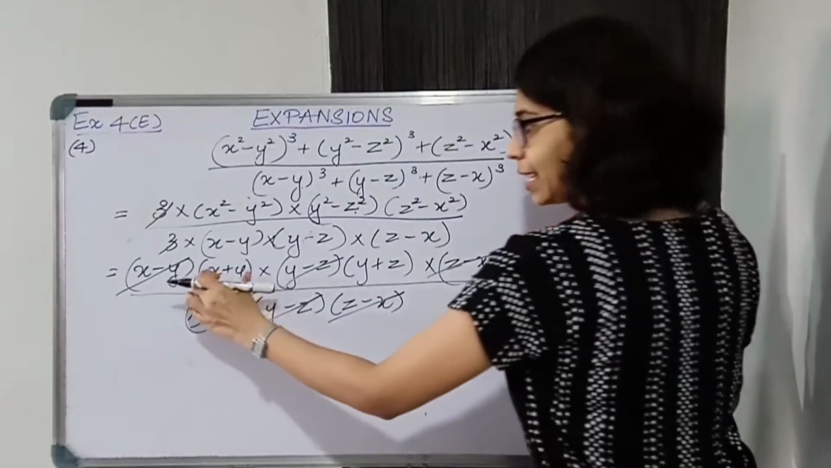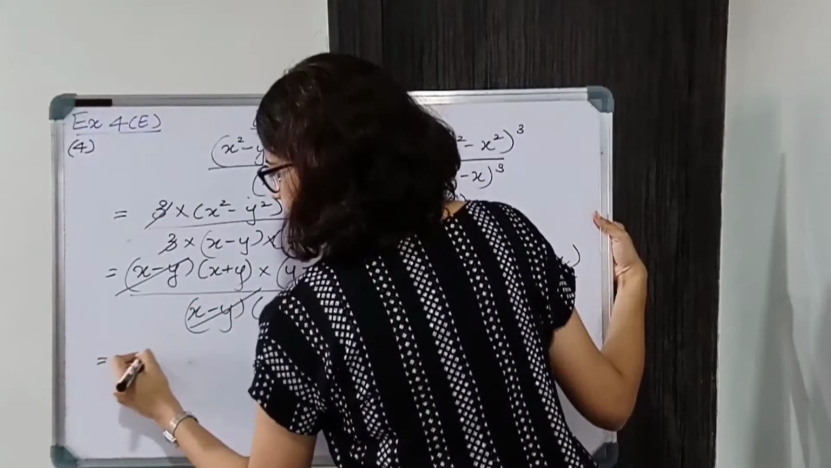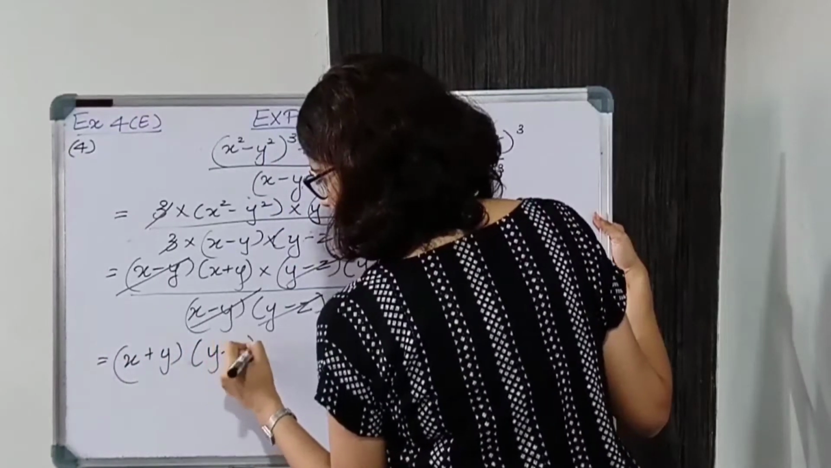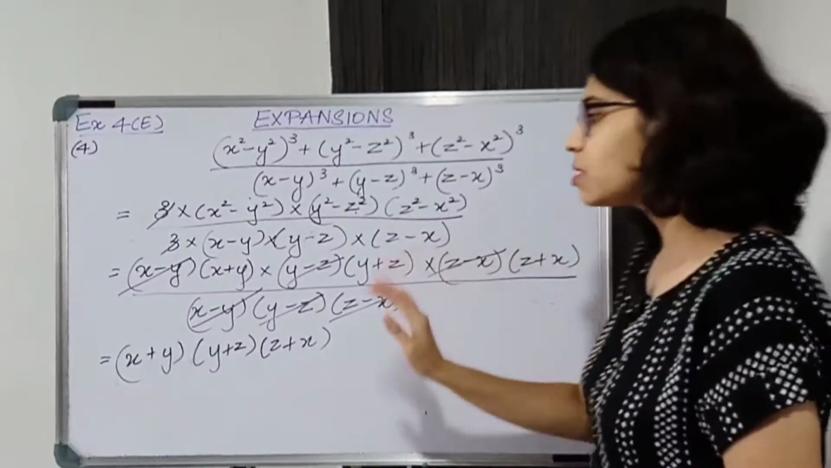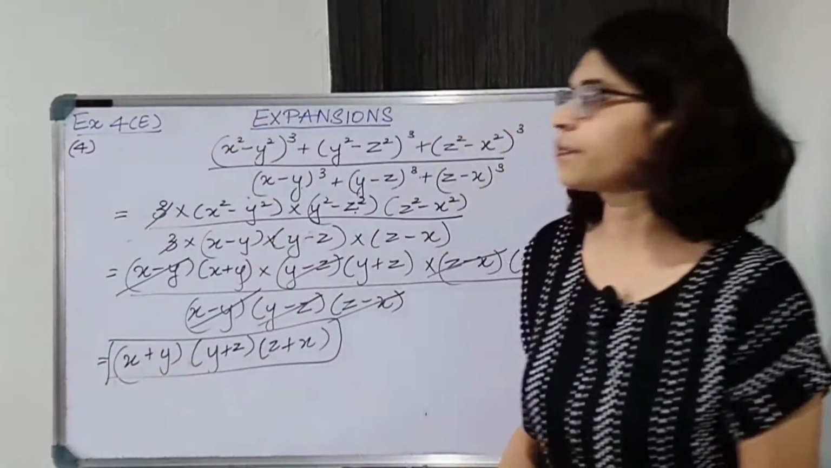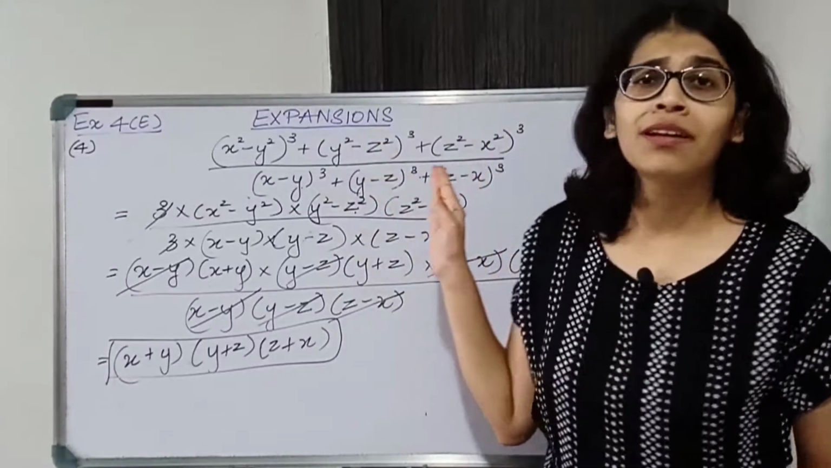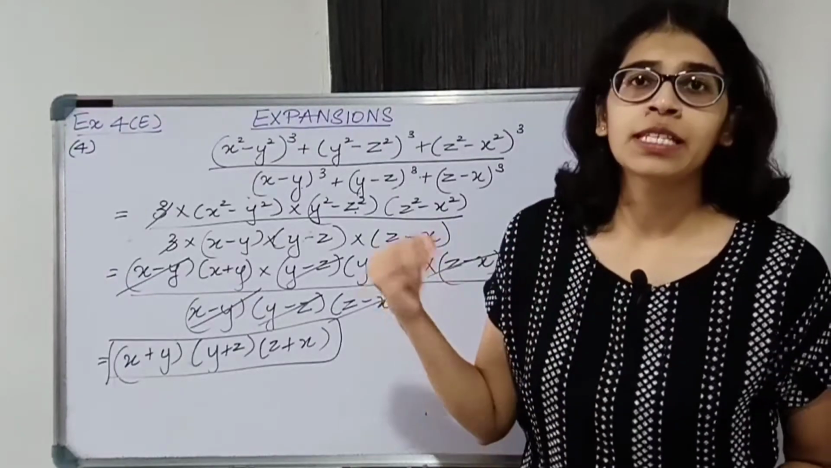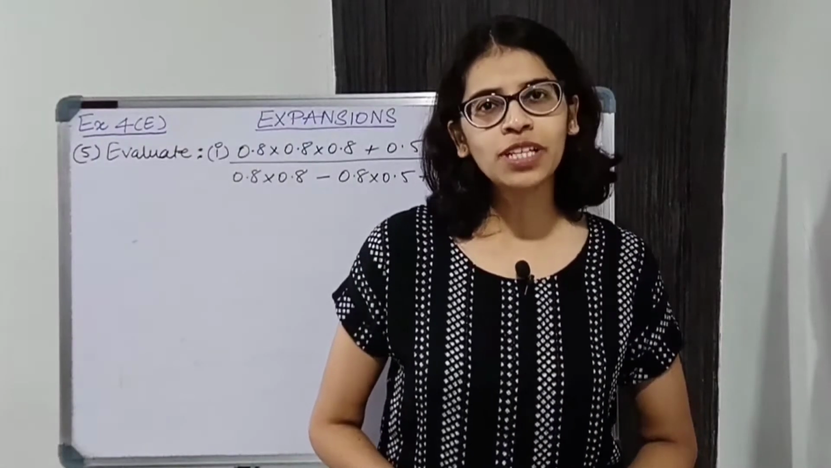So we are left with x plus y into y plus z into z plus x. Okay, so this is the answer. Underline or box the answer. Alright. So it's very easy. Please don't use whole cube wala formula. It will become very complicated. Okay, so we are using a cube plus b cube plus c cube equal to 3abc wala property. Moving on to next question.